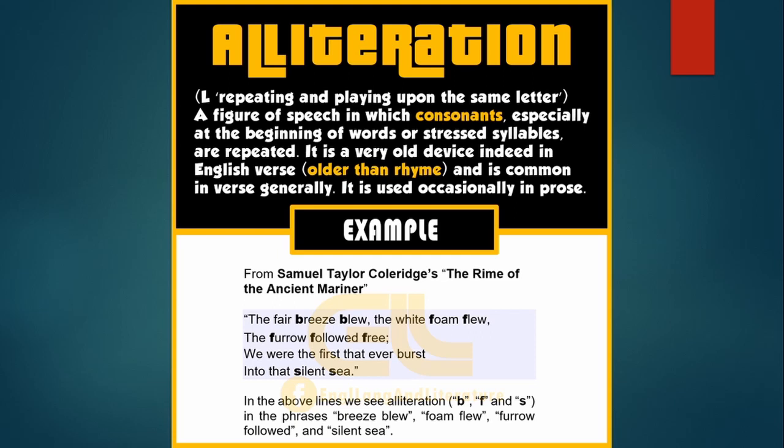So now you can differentiate between alliteration and consonance. What is the difference? In alliteration, there is repetition of consonant sound at the beginning of the words, but in consonance, we have repetition of consonant sounds within the words. That is all for today's lecture, and I'm pretty sure that you have got the point.